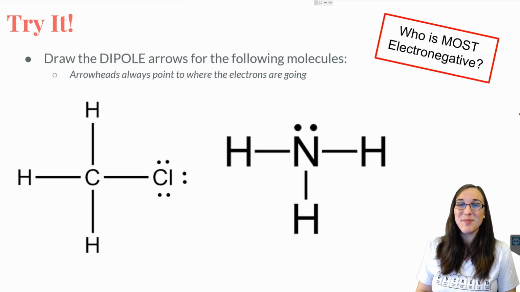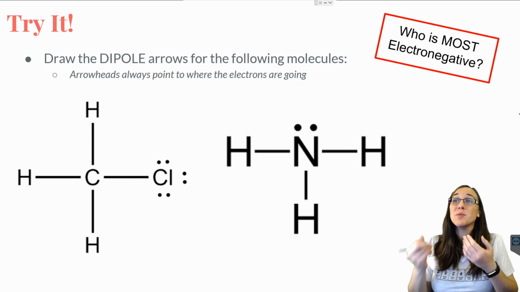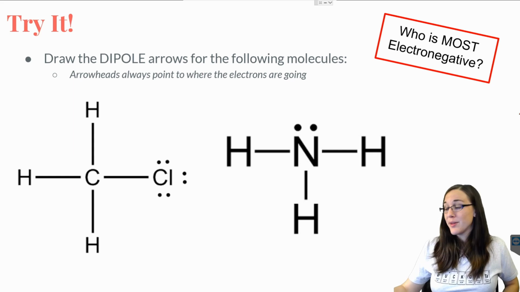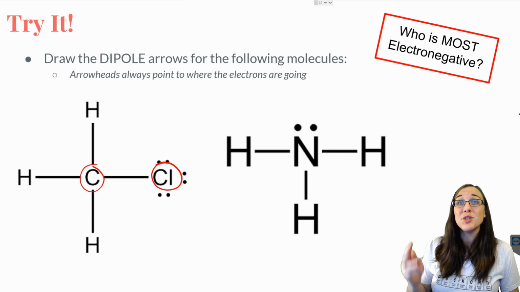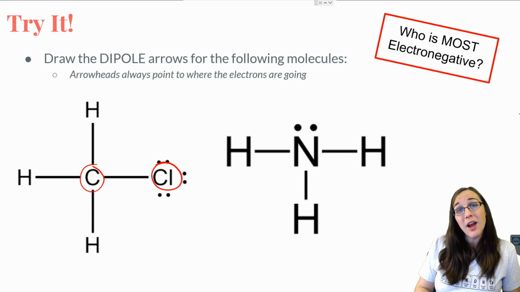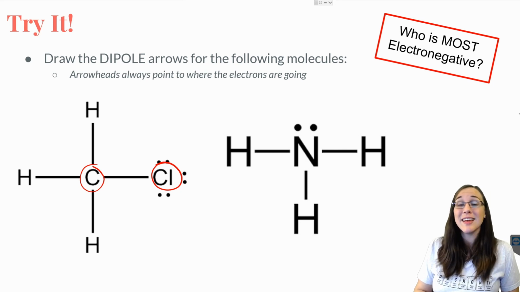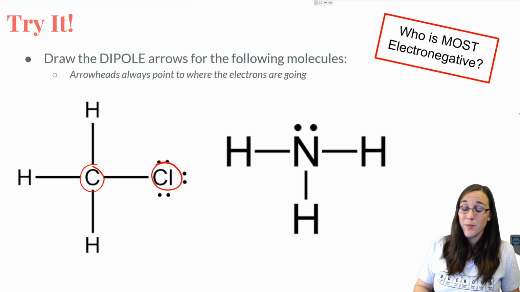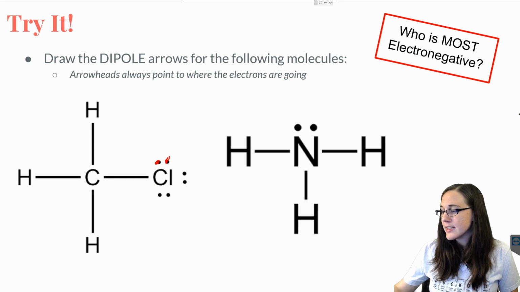Let's try it for these molecules here. We're going to draw in our dipole arrows for the following molecules. The first thing we need to do is figure out who is more electronegative between each bond. Let's start with the one on the left. We have carbon and chlorine. Between those two atoms, who is more electronegative? If you look at your periodic table, you'll see that chlorine is farther to the right than carbon is on the periodic table. You can also see another dead giveaway here is that chlorine has these dots around it.